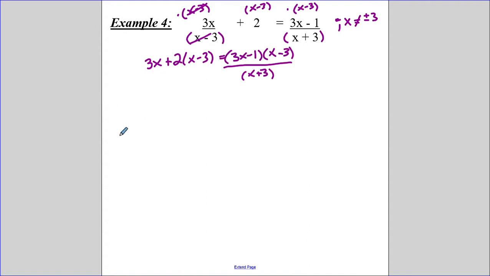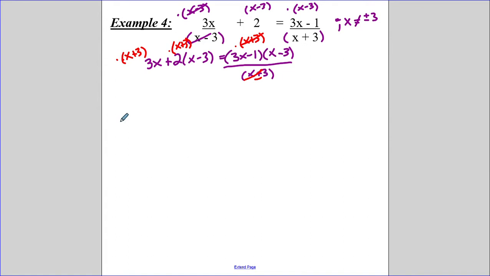My next thing is I'm going to take this bottom part and do the same thing. Each term, remember, gets multiplied by x plus 3. So times x plus 3, times x plus 3, and times x plus 3, or multiplied by that denominator value. x plus 3 divided by x plus 3 is 1. Again, that's the purpose for doing that step.